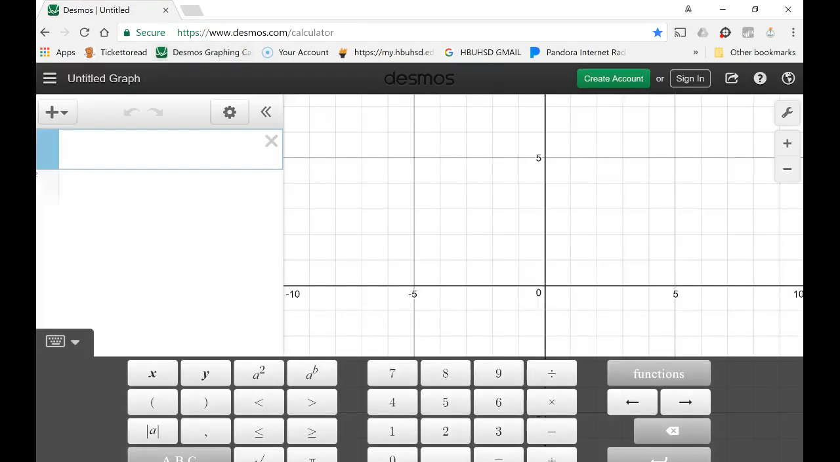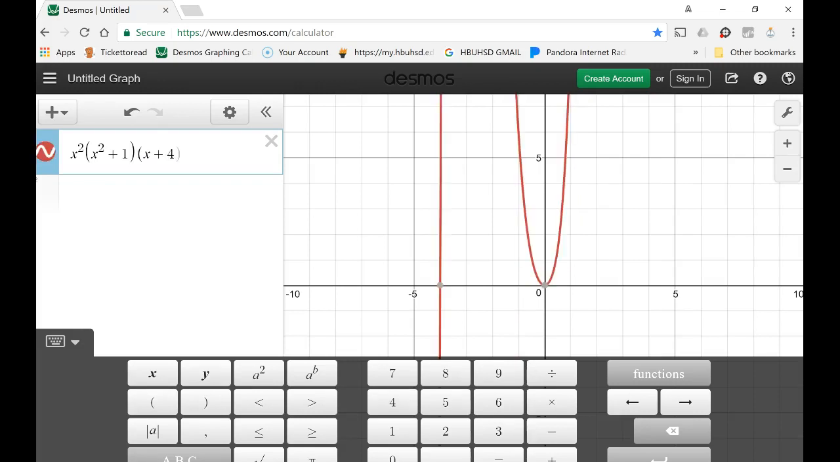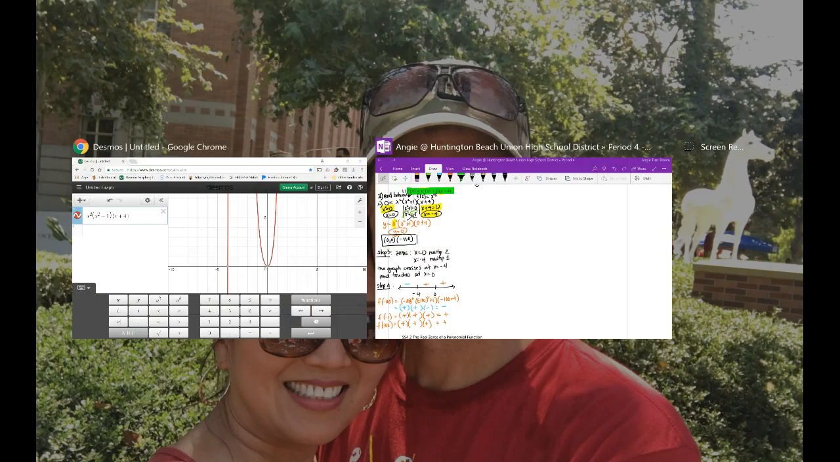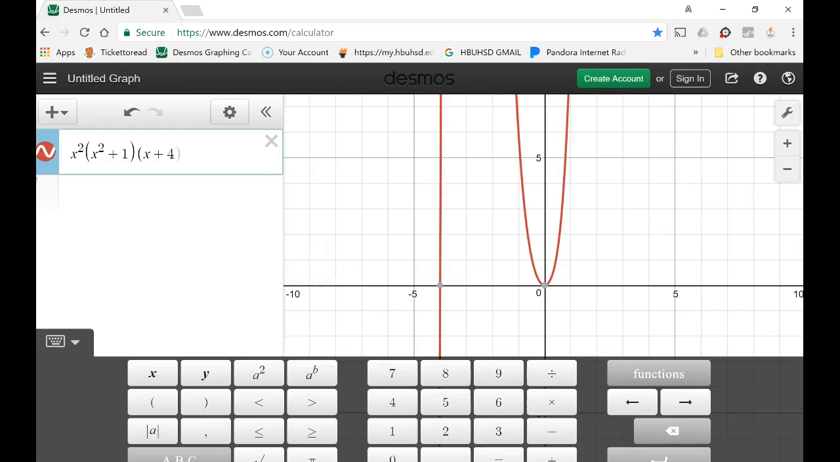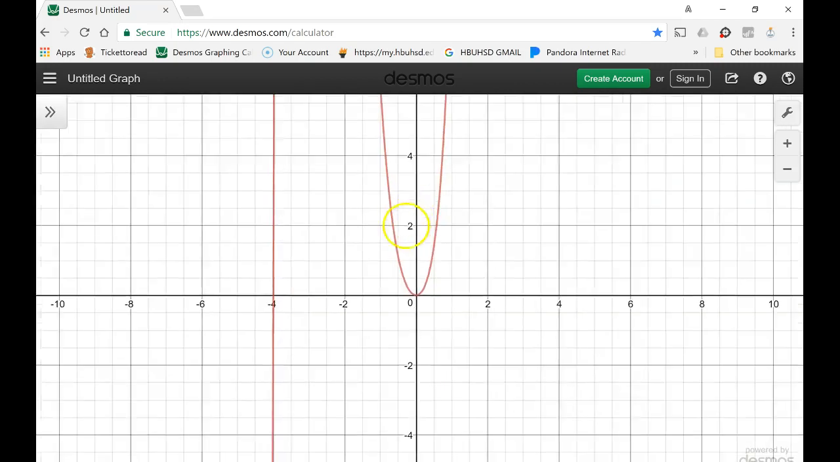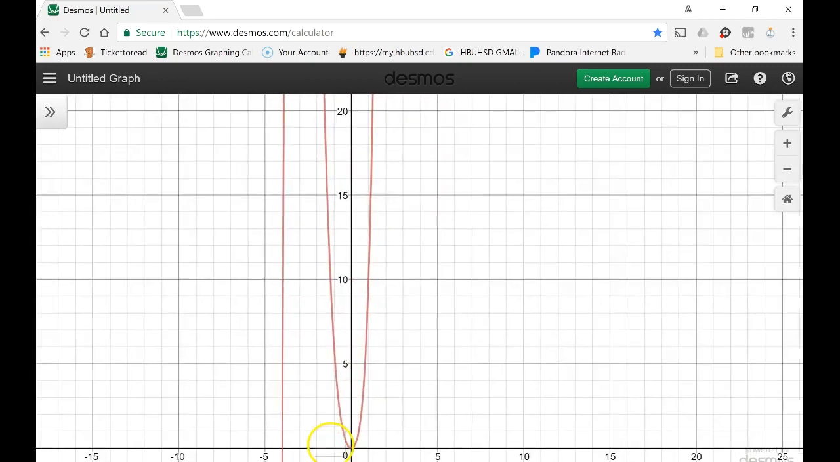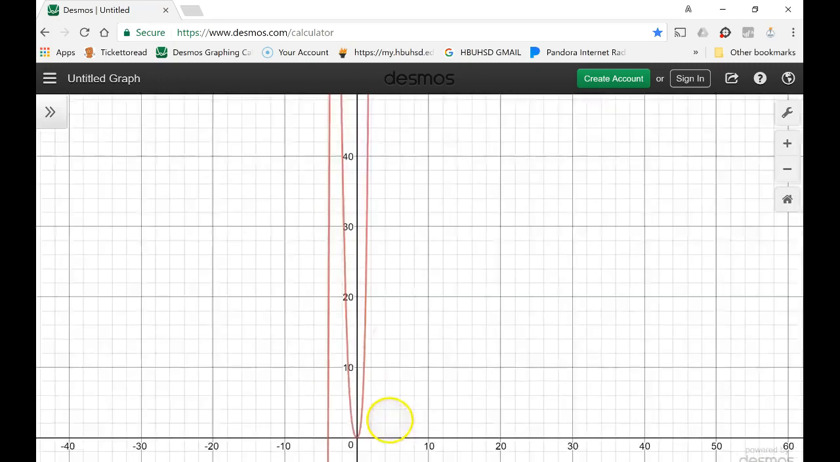Okay, so let me see. I think it was x squared times, it was x squared plus 1, right? Plus 1, and then times, it was x plus 4. Let me just double check really quickly, okay? All right, let's go back and check my equation. x squared plus 1, x plus 4. Okay, looks good.